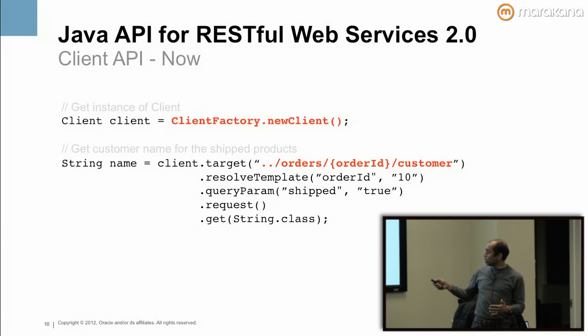All you say is, I want to create a new client. With the client, I want to set the target. This is the URI that I want to invoke. I want to resolve the template, that this is my variable part of the URI. I want to set up a query parameter, which is question mark name equals value. I'm going to set those. I'm going to build the request. I'm going to do HTTP GET. And I know that I'm going to get a string response back. So very clean, very simple API.